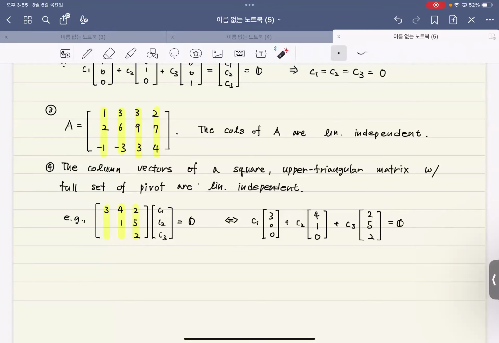Finding a solution of this equation is the same as finding the solution of this system of equations. And since the pivots are all non-zero numbers, C3 must be 0. Therefore, C2 must be 0. And therefore, C1 also has to be 0, right? So C1, C2, C3 are all 0. Therefore, the columns are linearly independent.